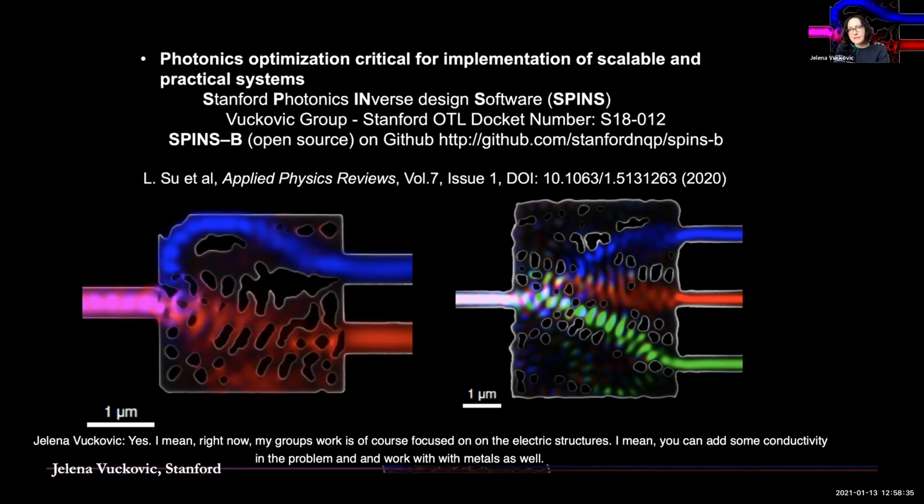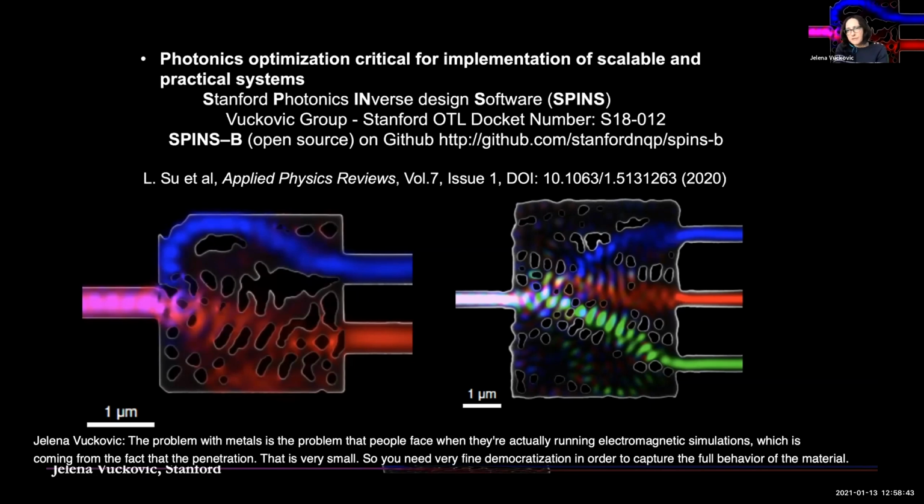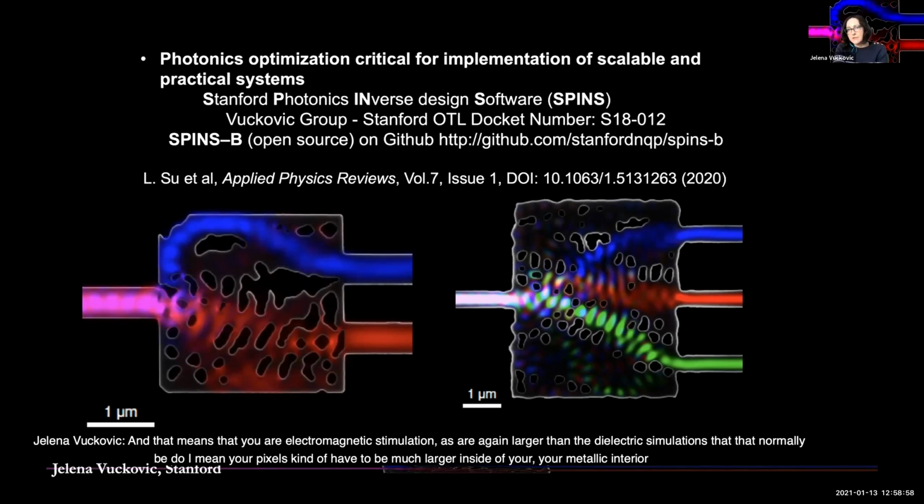Yes, right now my group's work is of course focused on dielectric structures. You can add some conductivity in the problem and work with metals as well. The problem with metals is the one that people face when running electromagnetic simulations, which comes from the fact that the penetration depth is very small. So you need very fine discretization in order to capture the full behavior of the material. And that means your electromagnetic simulations are again larger than the dielectric simulations that we normally do.